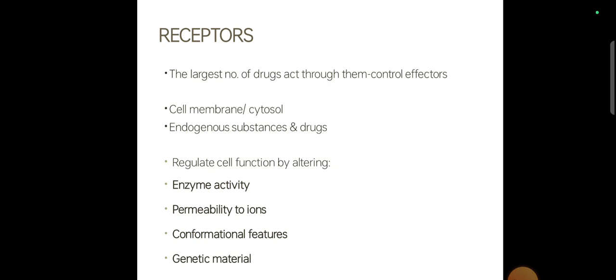The largest number of drugs act through receptors, which control effectors in the cell membrane and cytosol, and respond to endogenous substances and drugs. These receptors regulate cell functions by altering enzyme activity, permeability to ions, conformational features and genetic material.